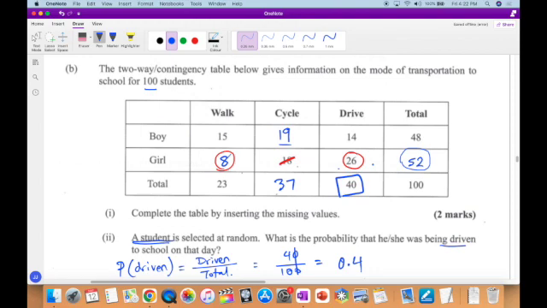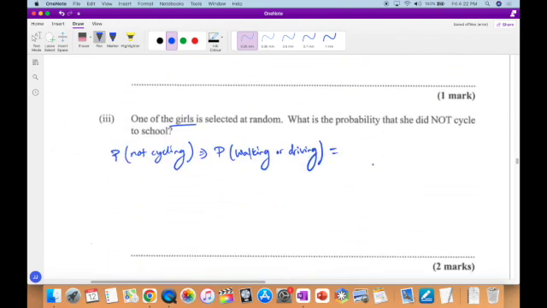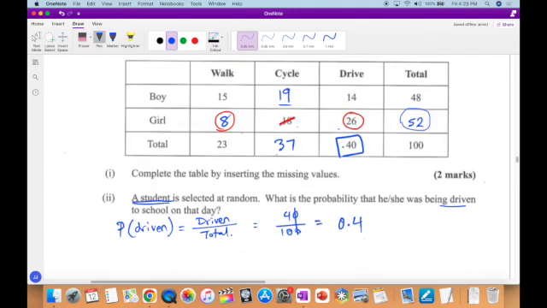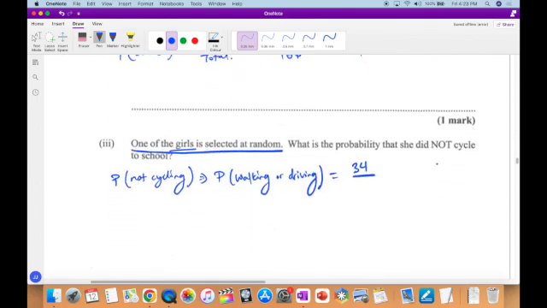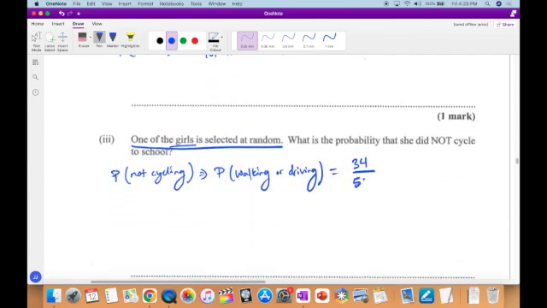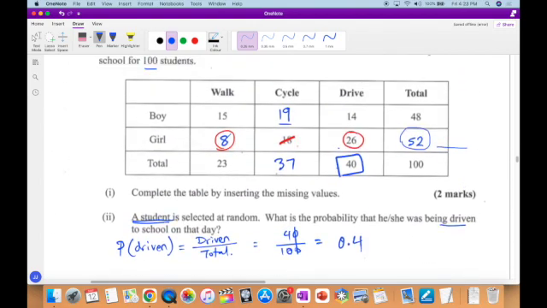So 26 plus 8 is 34. So we will have 34 over the total. One of the girls is selected at random, so it's not the total out of 100. It'll be the total out of the girls. So the total number of girls is 52. Remember that. So it'll be 34 over 52. Right? So 34 divided by 52 gives us a probability of about 0.7. So quite a high probability.